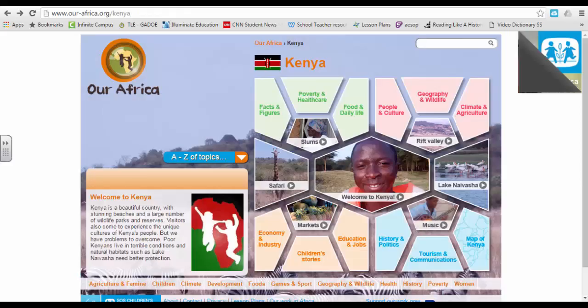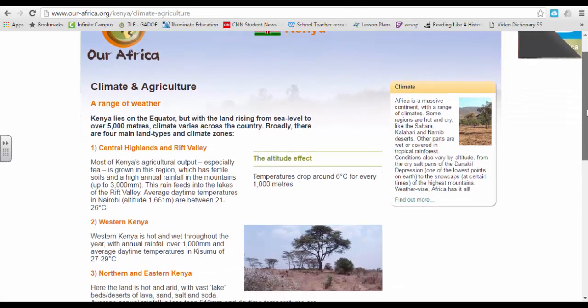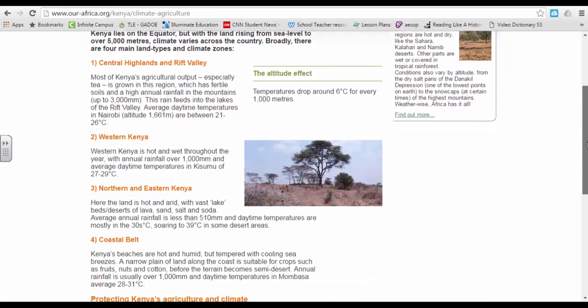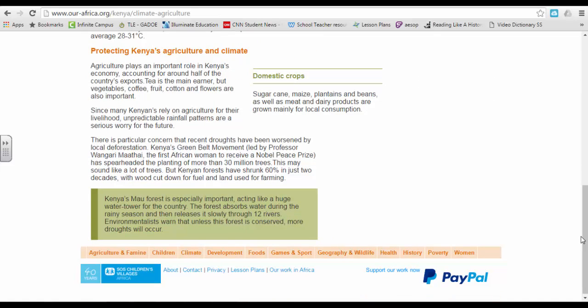Let's go back. Every link here will take you to a similar page. For instance, the Climate and Agriculture page will give you information about the geography of the country. Moving down, you can also find out information about how deforestation affects the country. Another way to access information is by topic instead of by country. At the bottom of the page, you can see topics available: agriculture and famine, children, climate, development, foods, games and sport, geography and wildlife, health, history, poverty, and women.